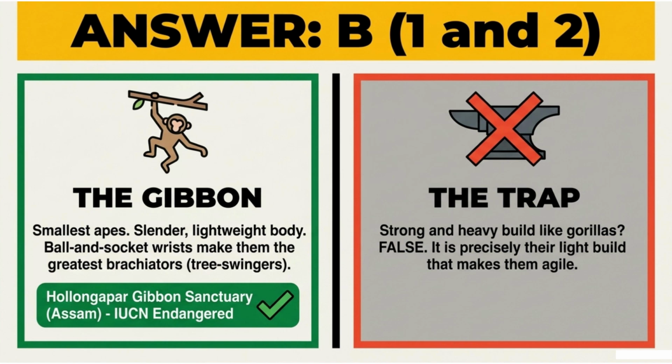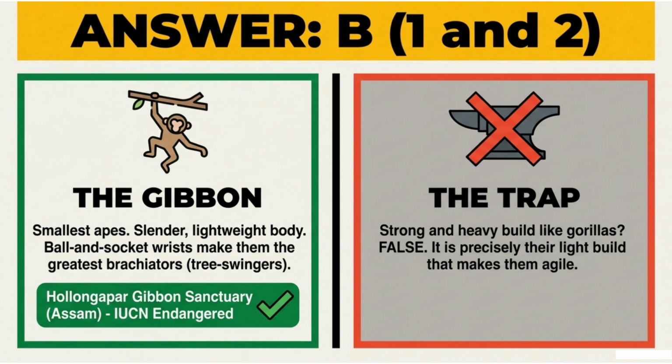Answer is option B, 1 and 2. Statement 3 is the clear wrong option. Gibbons are the smallest apes with a slender, lightweight body. Comparing them to gorillas in build is completely incorrect. It is precisely their light build that makes them such efficient brachiators.